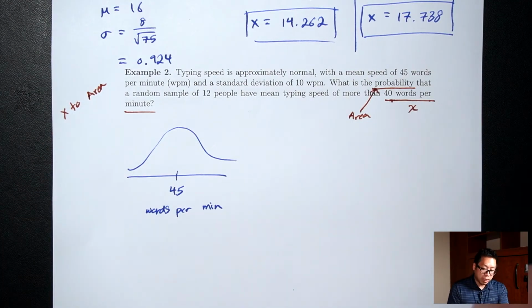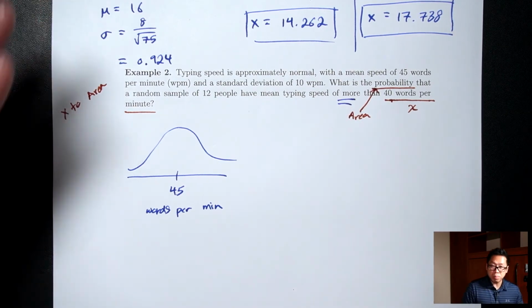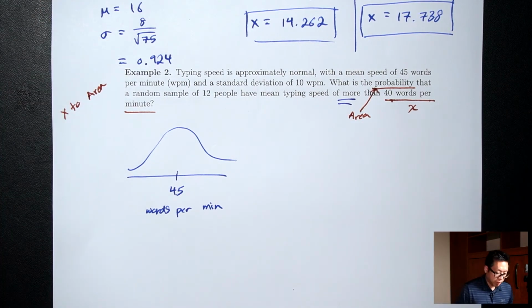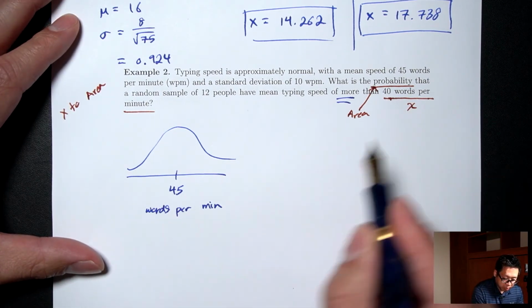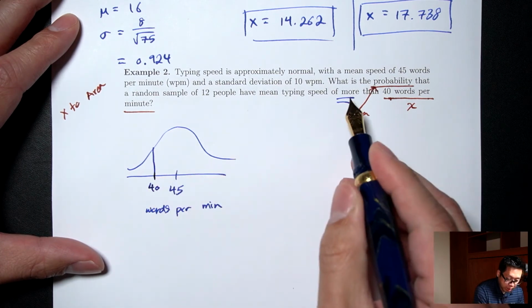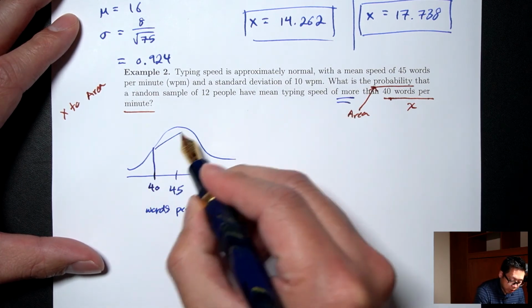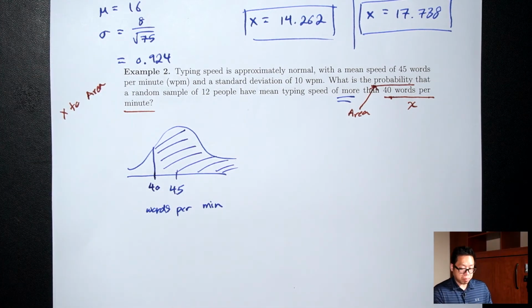Next thing we need to decide is this shaded left, shaded right, or shaded between? More than. Okay, more than tells me this is going to be to the right. So I'm going to put 40. 40 we said was an x. 40 will be on the left here. And it says more than, so more than will be to the right. This is shaded to the right.